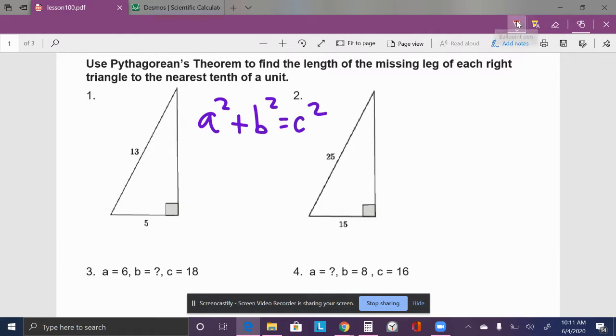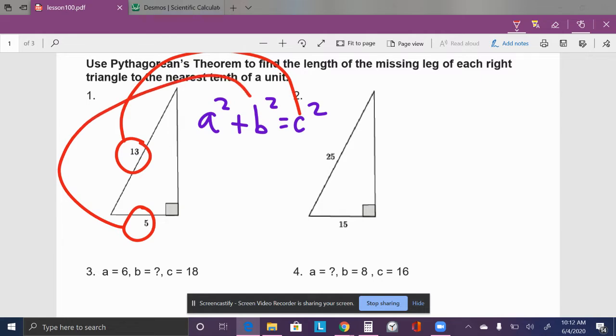So instead of plugging in for the letters we did in the last lesson, we're now just going to plug in the 13 for c squared. And the 5, it really doesn't matter which you plug it in for, a or b squared. I usually put it in for b because sometimes my b's look like 6's and I just don't want to get that confused. So now when I plug those into my formula, I get a squared plus 5 squared is 13 squared.